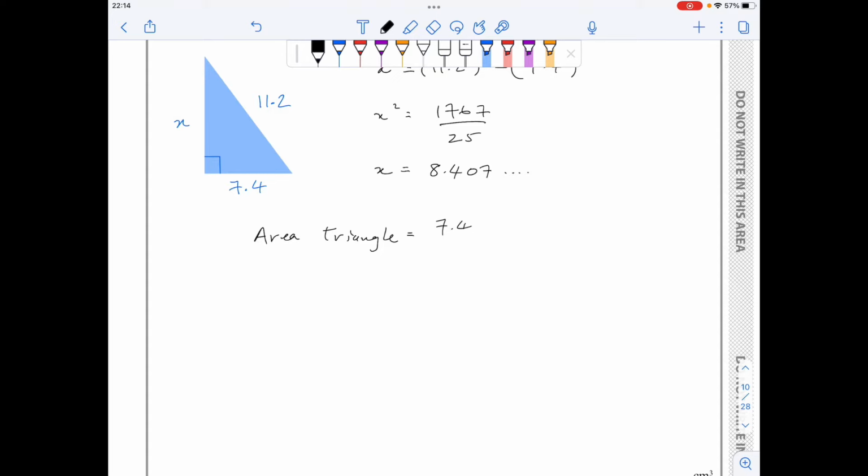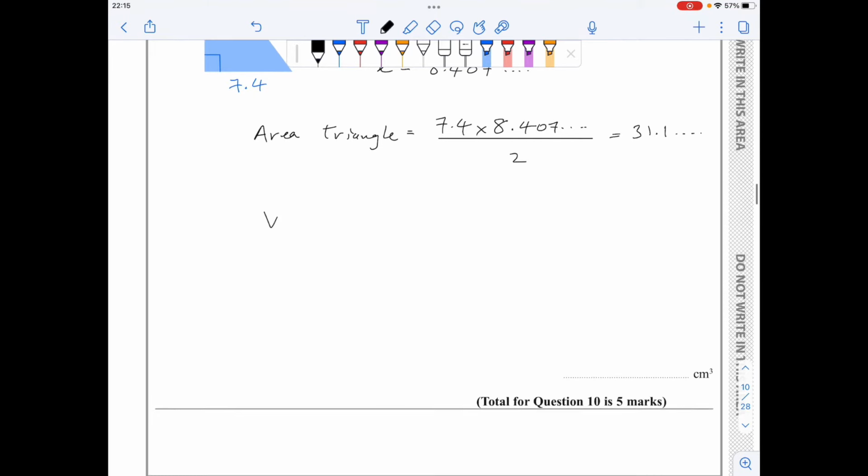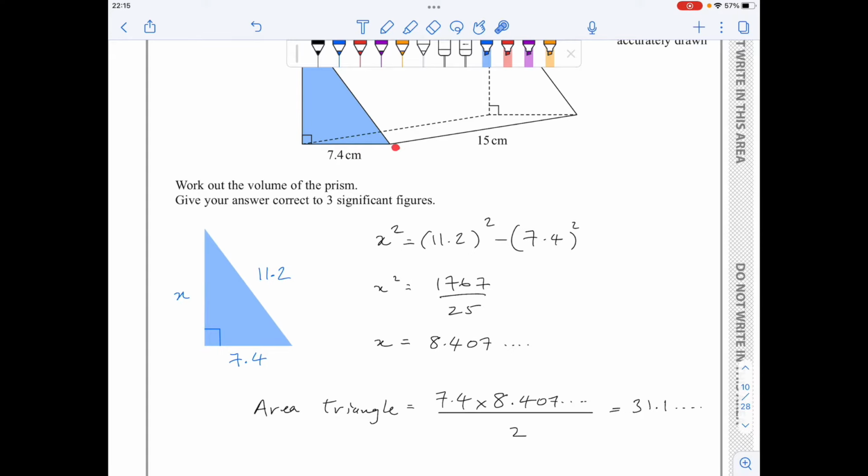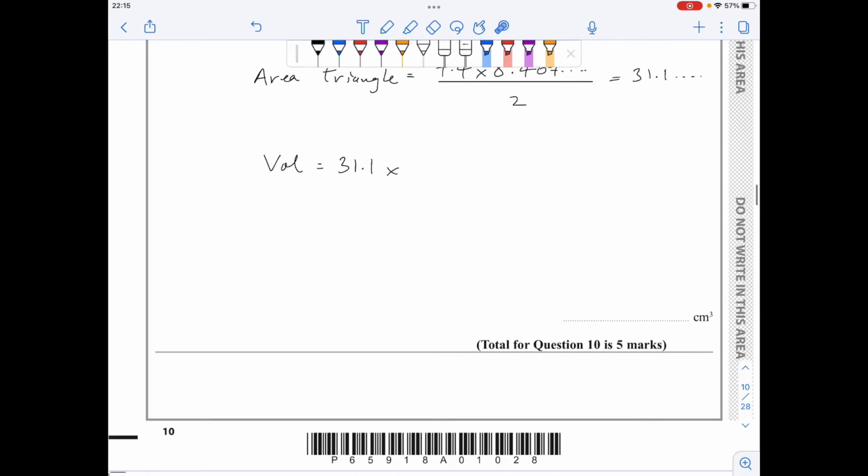So 7.4 times 8.407 and so on over 2. This comes out to be 31.1 ... And finally, the volume is given by the area of the cross-section times the length, that's equal to 15. Hence, the answer is 467, correct to 3 significant figures.